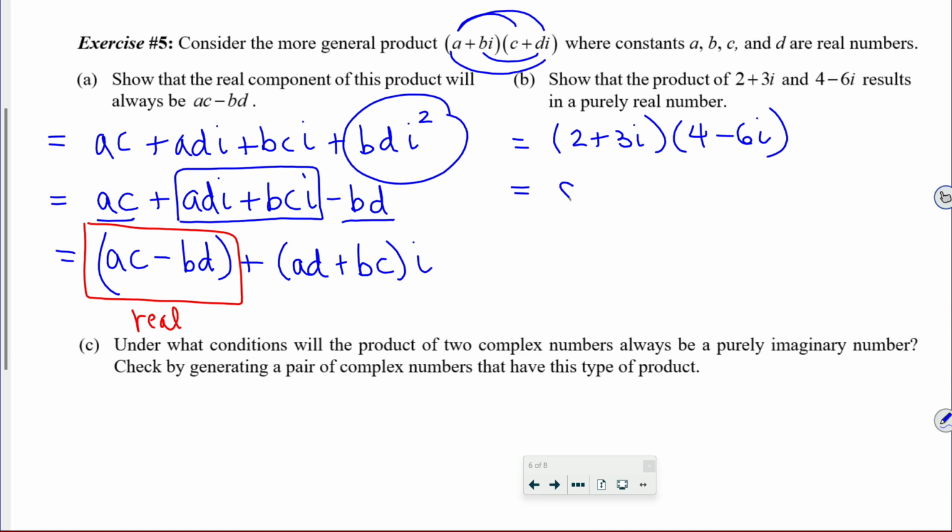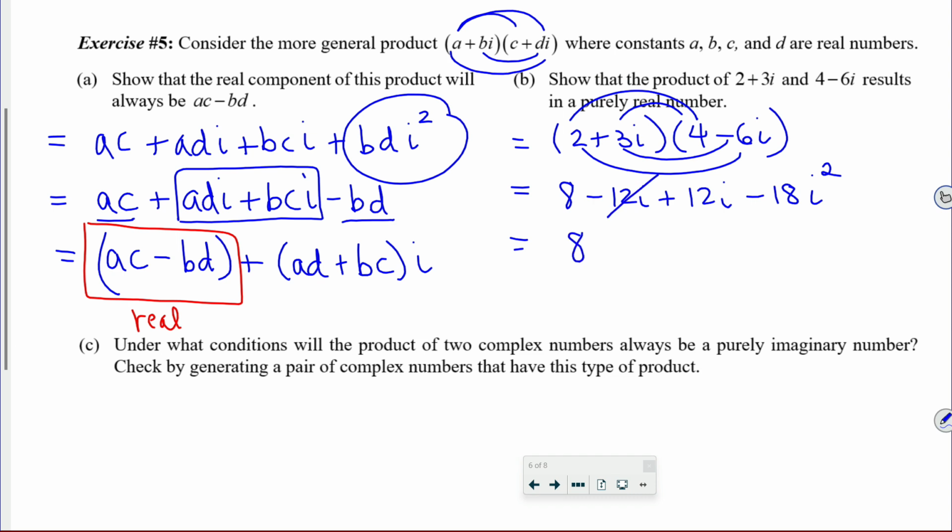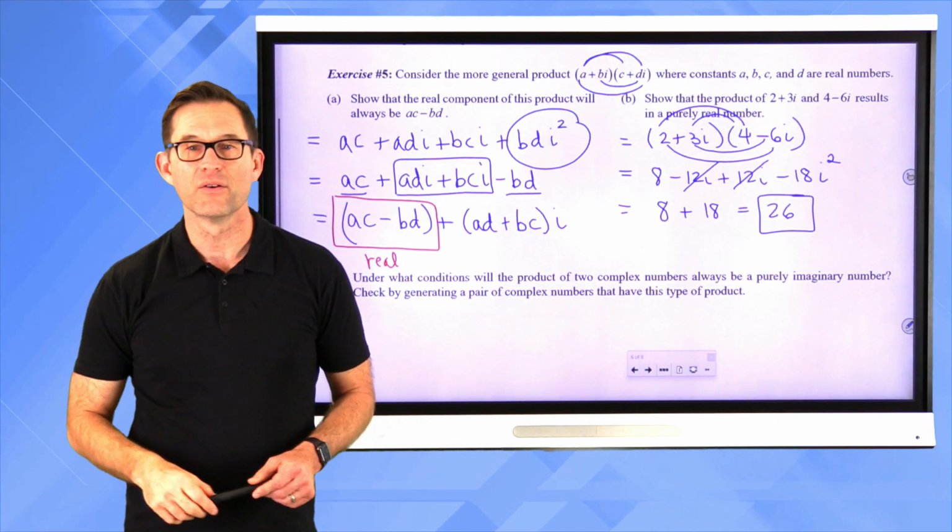I've got 2 times 4, which is 8, right? Then I've got 2 times negative 6i, which is negative 12i. Then I've got 3i times 4, which is positive 12i. And then I've got 3i times negative 6i, which would be negative 18i squared, which is going to be positive 18. And notice I have negative 12i and positive 12i cancel. And all of that is then 26. And that is a purely real number.